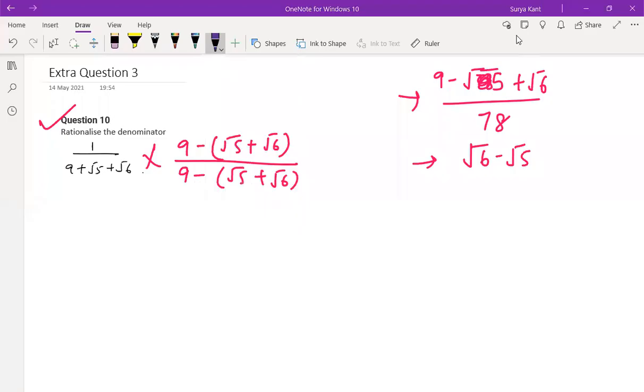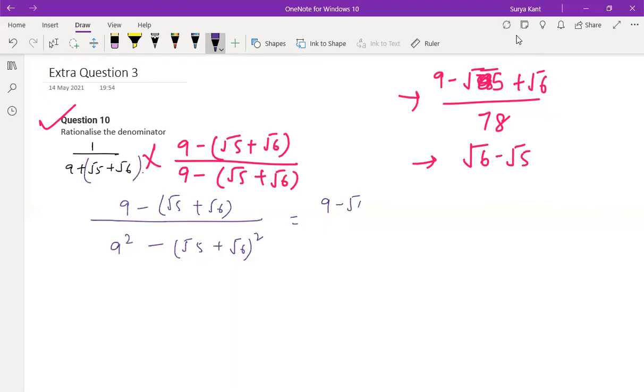So 9 minus root 5 plus root 6, 9 minus root 5 plus root 6, and root 5 plus root 6, you just take it separate like this. Then you can write 9 minus root 5 plus root 6 divided by 9 square minus root 5 plus root 6 whole square. So you can write that as 9 square minus root 5 square plus root 6 square.